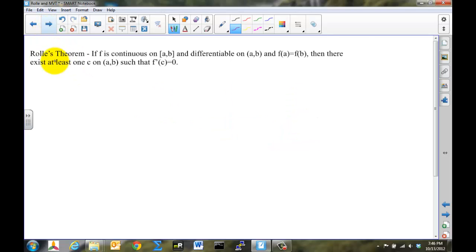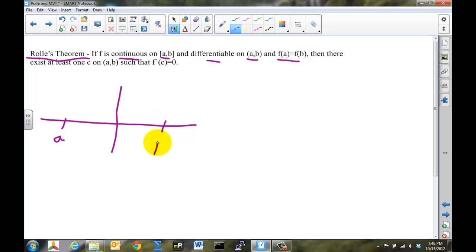So let's start off and look at a theorem called Rolle's theorem. It's named after the gentleman that first published it. We've got a function that is continuous on a closed interval and differentiable on the open interval, and the function values are the same at each end. Let's draw a picture of what that looks like. Let's say here's our point A and here's our point B, and we know that the function value is the same at each one. We don't know what it is, but we know that if it's at this point on A, it's at the same place on B.